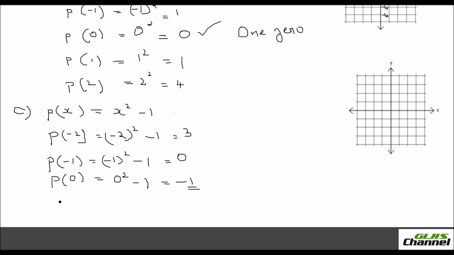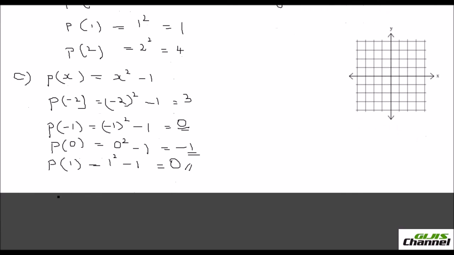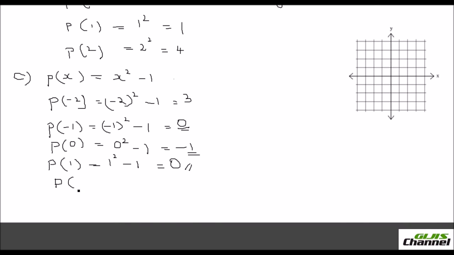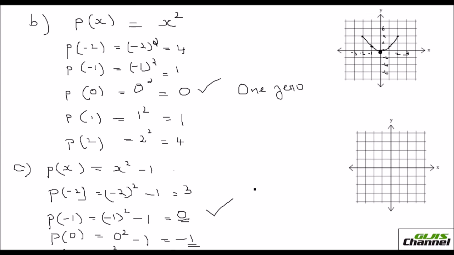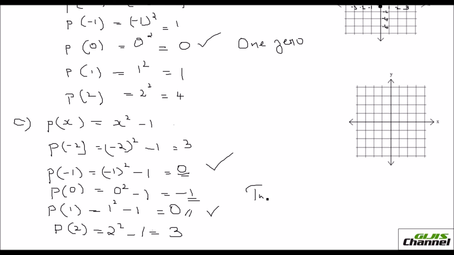Now P of positive 1. When I take it as positive 1, it is 1 square minus 1. That is again a 0. So I've got 2 zeros here. Did you notice? Now the last one, P of 2. When you take P of 2, it is 2 squared minus 1, so that is again 4 minus 1, which is 3. So you find 2 zeros here. So this is the case of 2 zeros. Let us just plot that on the graph and you will understand more.